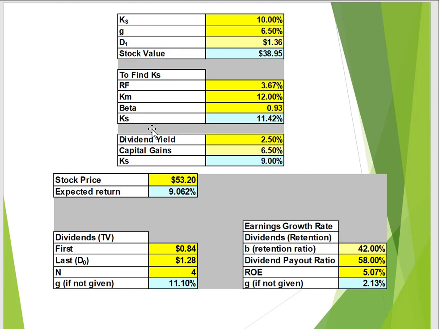Well, there's 2 ways. We can use the security market line formula. Risk-free 3.67%, return on the market 12, beta 0.93. So that gives us 11.42% as the required return using the security market line. If you use the dividend yield plus capital gains model, then we have 9%.